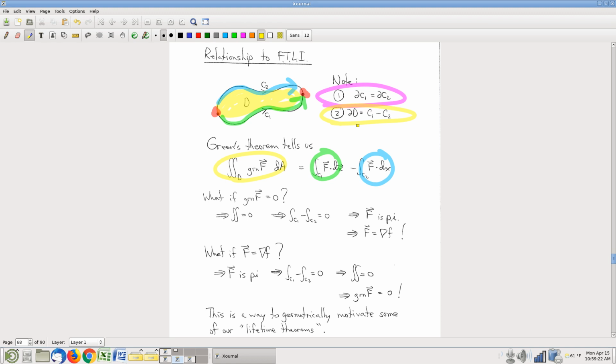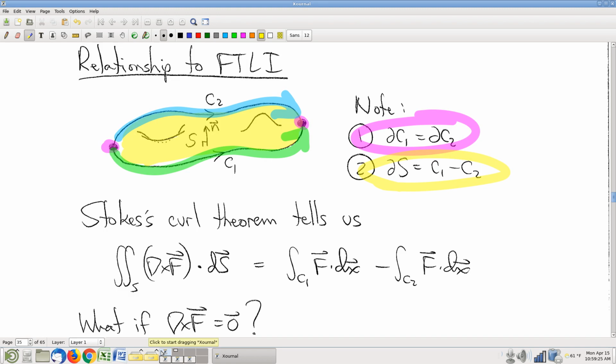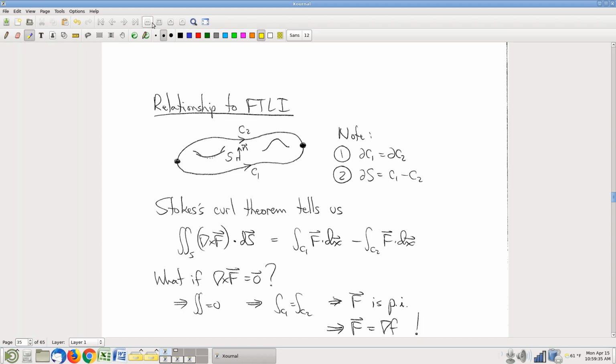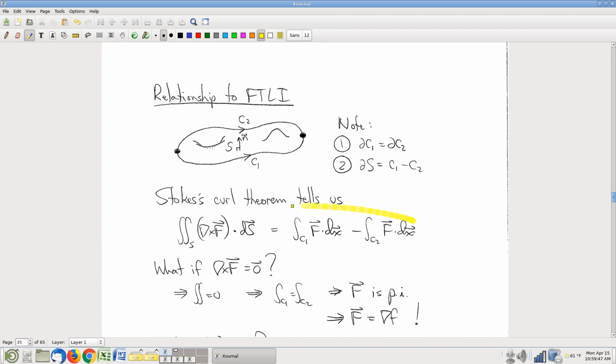So the analogies are extremely strong. It's really the same argument again, just ripped off and applied to this highly analogous context. And so you get the same result when you write down Stokes' curl theorem as pertains to this picture. Stokes' curl theorem tells us this. And then you can play the same clever little games. Given this result, let's think about what would happen if the curl were 0, hypothetically. Well, if the curl were 0, that would mean that this flux is 0.